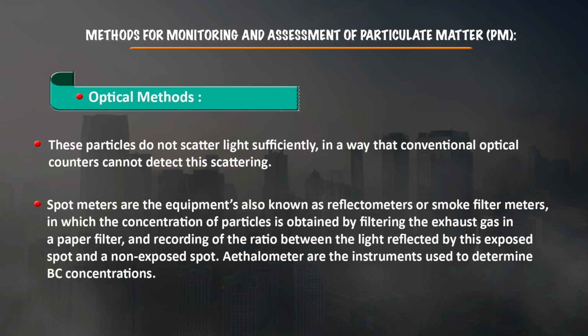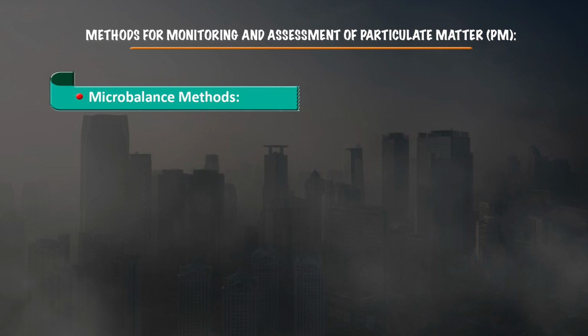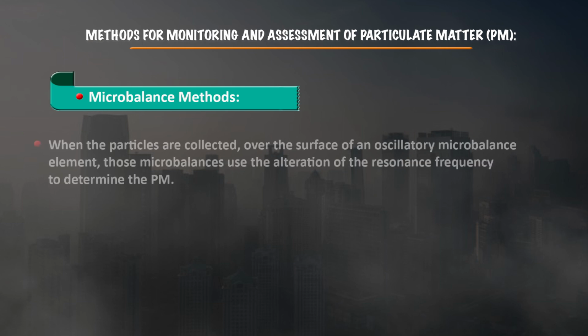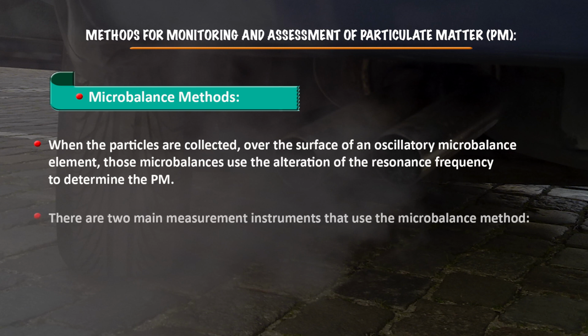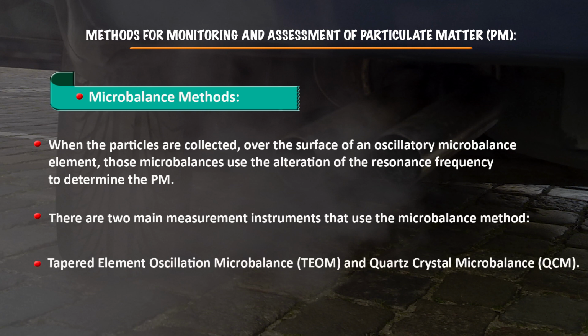So here an aethalometer is the instrument used to determine the concentrations. The other method we can use to detect this is the microbalance method. When the particles are collected over the surface of an oscillatory microbalance element, as you will see in the diagram, those microbalances are used for the alteration of the resonance frequency to determine the particulate matter. There are two main measurement instruments used in the microbalance method. One is the tapered element oscillation microbalance, that is TEOM, and the other is the quartz crystal microbalance, QCM.